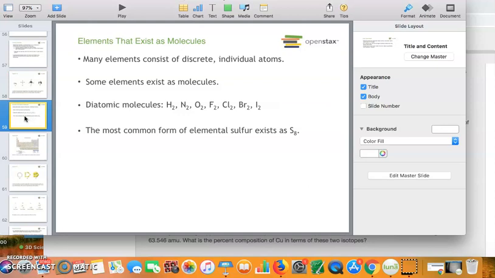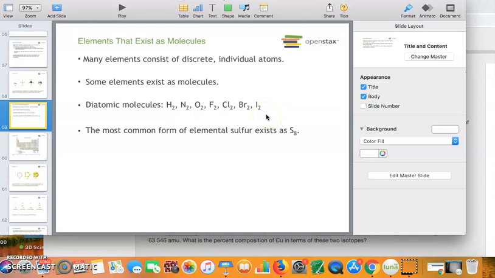All right, so many elements consist of discrete individual atoms. Some elements exist as molecules. So there are these types of molecules called diatomic molecules. These are very important. There's 7 of them, and they're important because they don't exist by themselves.